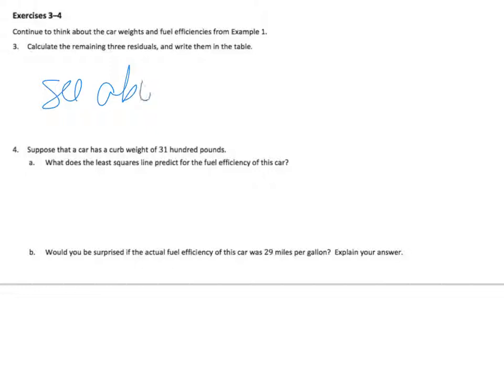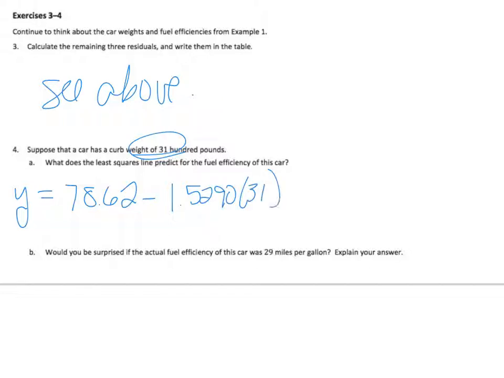Done, see above. Now suppose that a car has a curb weight of 31 pounds. What does the least squares line predict for the fuel efficiency of this car? Remember, we call that least squares line our best fit line, our predicted line. I'm going to do what I did on the last page. That gives me 31.2 as a predicted fuel efficiency.